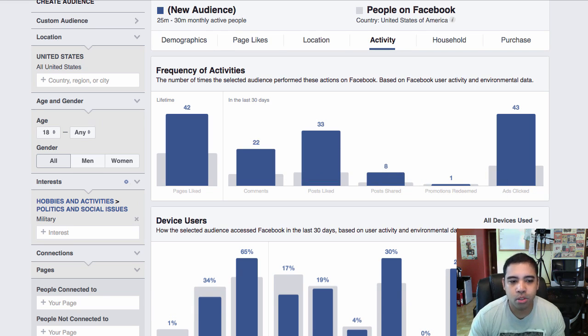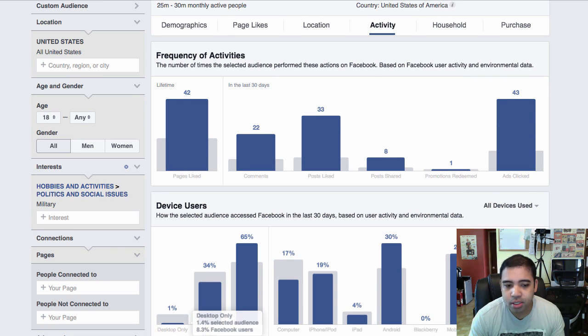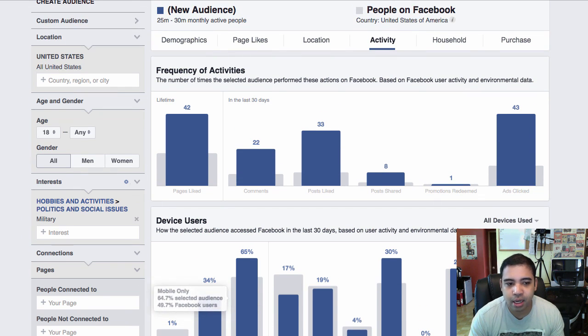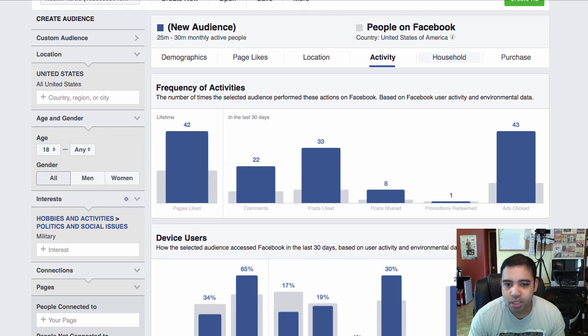And you can see some demographics here as well. Obviously, when you choose different interest groups, like graphic designers and people who work on the computer, this desktop area is going to shoot up, because it's not going to be the same as people in the military. Obviously those people need a computer to work, right?